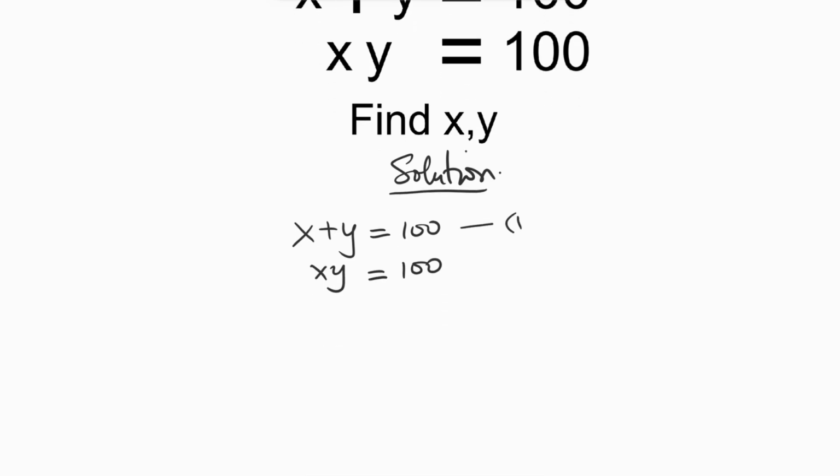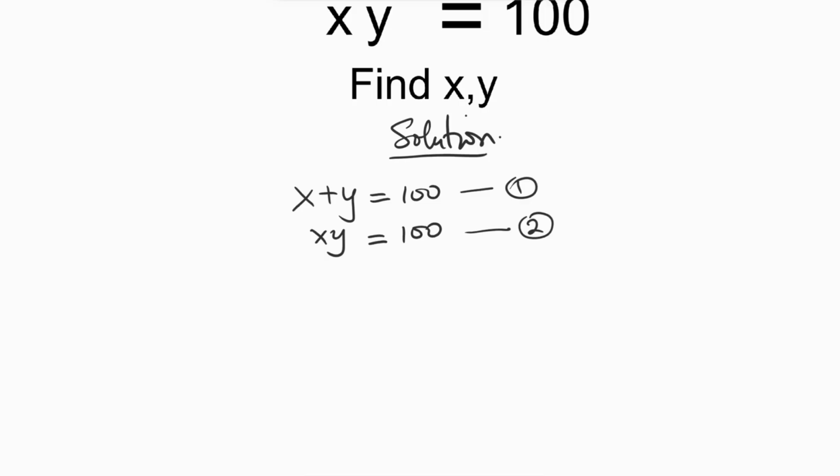The first one is our equation 1. Second one is our equation 2. Now let's take equation 1 and move the y to the right-hand side. And if we do that, we have x equals 100 minus y. So now let's substitute the value of x, which is 100 minus y, into equation 2.